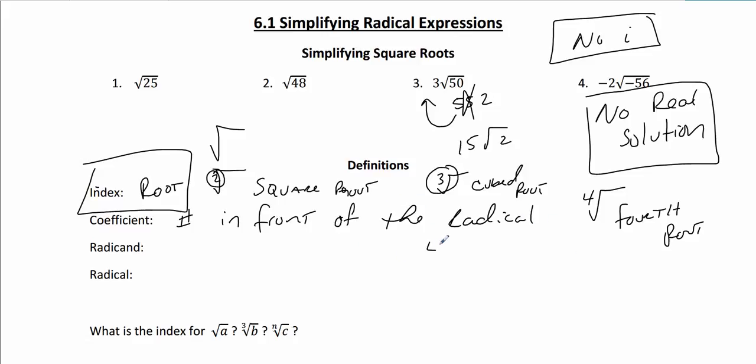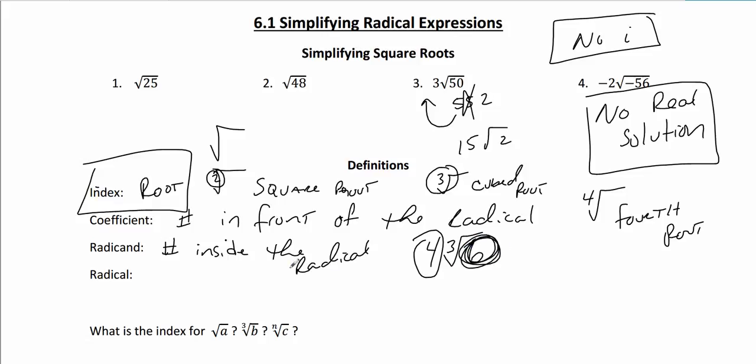So if I have 4 times the 3rd root of 6, this 4 is my coefficient. Okay, it's just a number in front. The radicand is the number inside the radical, so that would be your 6 in this one here. And then the radical is basically this whole thing. So we say the third root of whatever's inside, but it's basically just the whole thing.